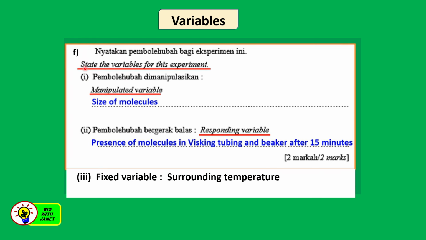First question, F for variables. State the variables for this experiment. What is the manipulated variable? It's the size of the molecules. And what is the responding variable? The presence of molecules in the Visking tubing and beaker after 15 minutes, or the change in color or final color of the solution in the Visking tubing and in the beaker after 15 minutes. The textbook uses the presence of molecules in Visking tubing and beaker after 15 minutes. Then the fixed variable according to the textbook is the surrounding temperature.